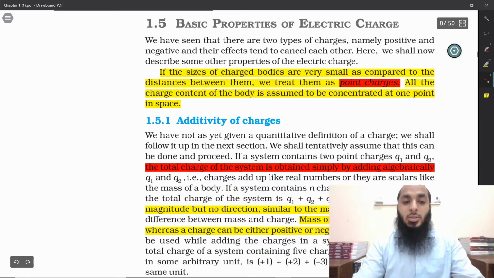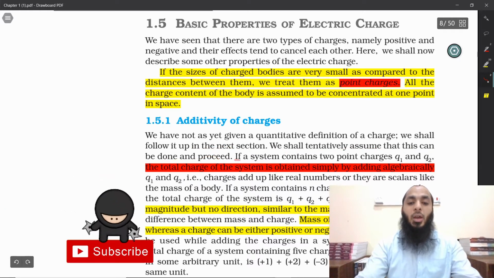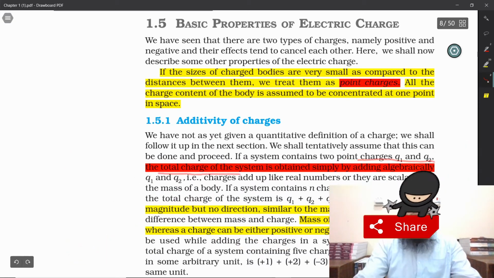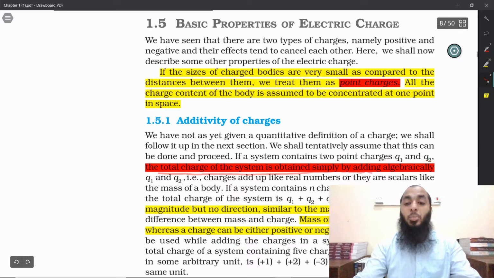Additivity of charges. We have not as yet given a quantitative definition of a charge. We shall follow it up in the next section. We shall tentatively assume that this can be done and proceed. If a system contains 2 point charges Q1 and Q2, the total charge of the system is obtained simply by adding algebraically Q1 and Q2. That is, the charges add up like real numbers, or they are scalars like the mass of an object.